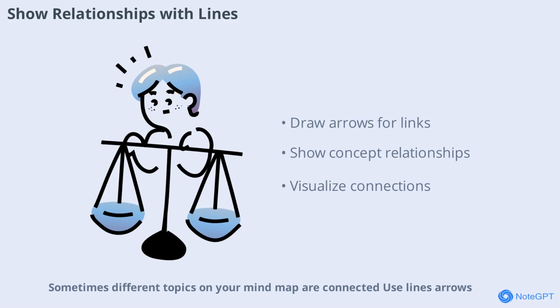Sometimes, different topics on your mind map are connected. Use lines, arrows, or shapes to show these relationships. For example, link photosynthesis under plants to energy under cells. This visual linking helps you understand how concepts interact and reinforces your understanding.